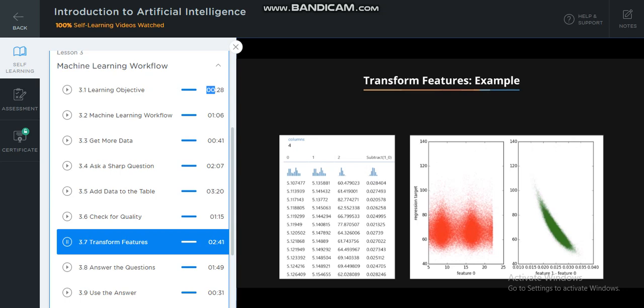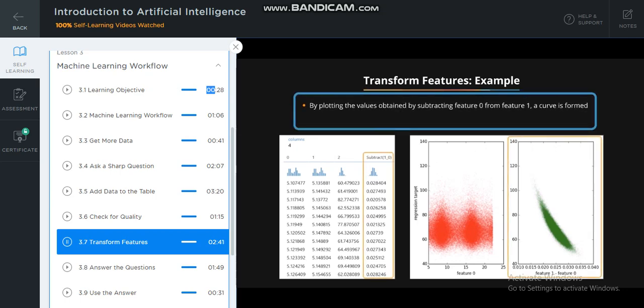Now, when we subtract feature 0 from feature 1, we get a curve that gives us useful information. It tells us that the difference between feature 1 and feature 0 gives us a normal or Gaussian distribution, which is a bell-shaped curve. So, from this example, we learn how feature engineering helps us in getting useful patterns or information from the same data.